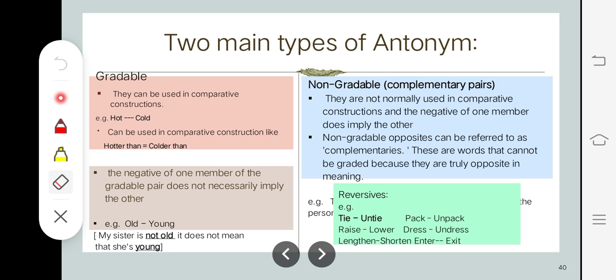It's like the reversives: tie and untie, raise, lower, lengthen, shorten, pack and unpack, dress and undress, enter, exit. The word untie doesn't mean not tie. It actually means do the reverse of tie. Such pairs are called reversives.